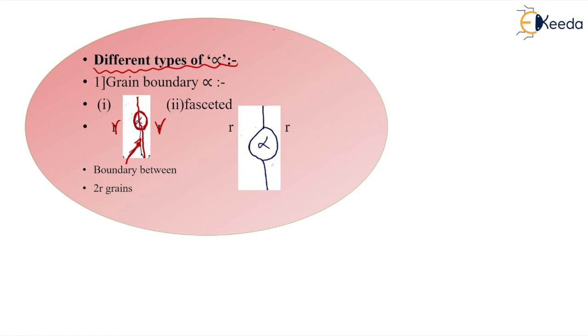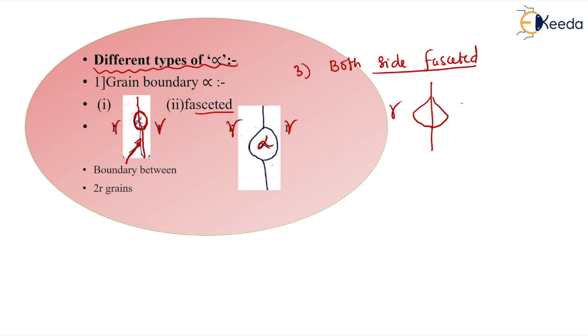We have this alpha. So here is gamma and here is gamma. Then the second type we are having, dear students, the faceted. Like this is gamma, and in between we are having this alpha. Then third we can have, dear students, the both side faceted. It will look like this, both side faceted. So here gamma, and this is our alpha.